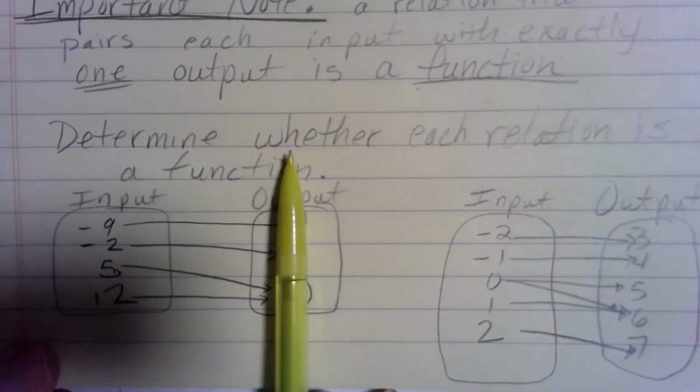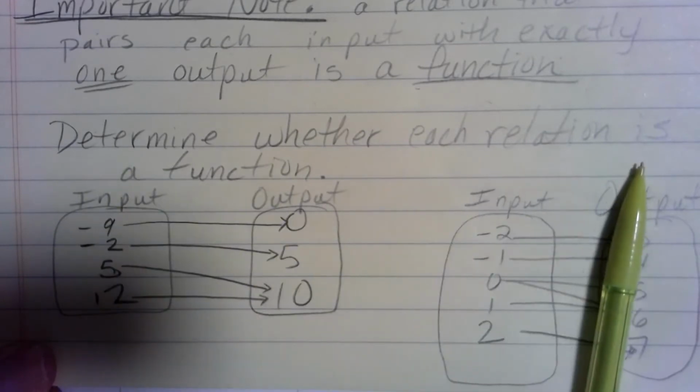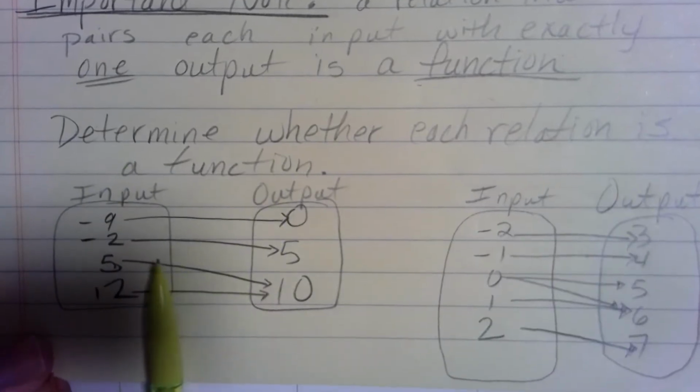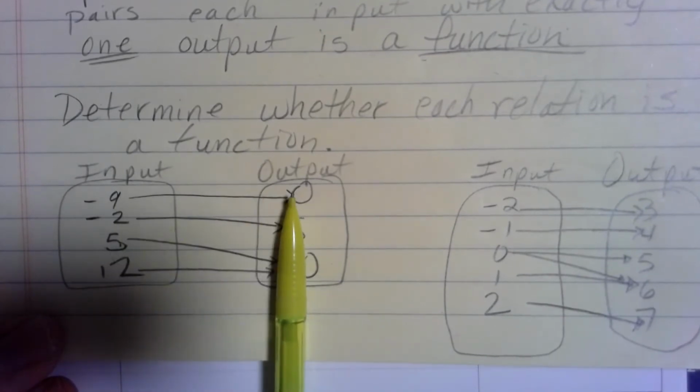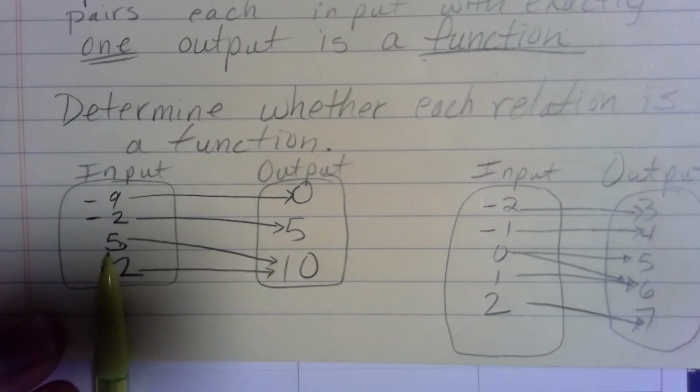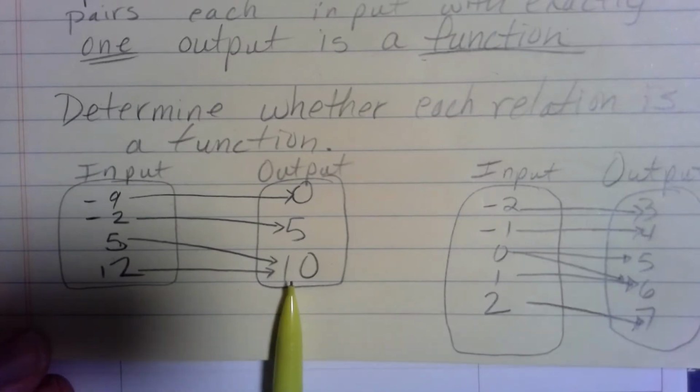But we have the directions. Determine whether each relation is a function. So we look here and we have -9 is 0. -2 has a 5. 5 has 10. 12 has 10. Now, this is a function, and the reason being is because each input only has one output.